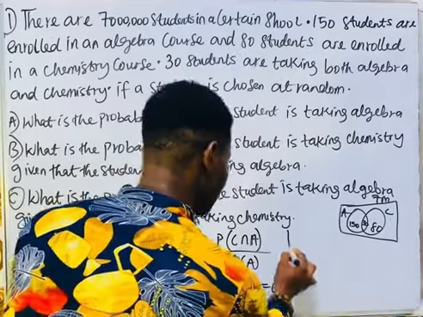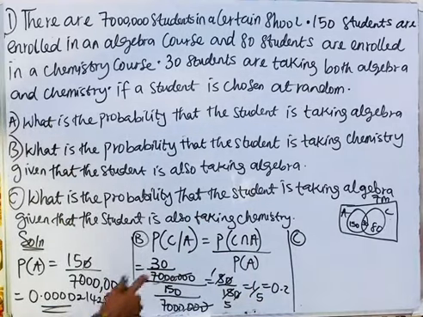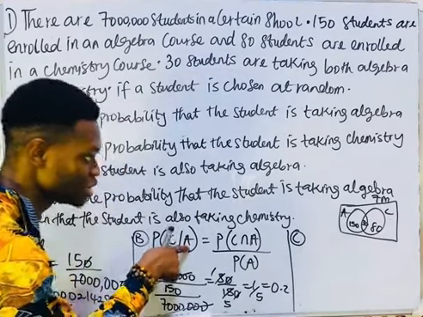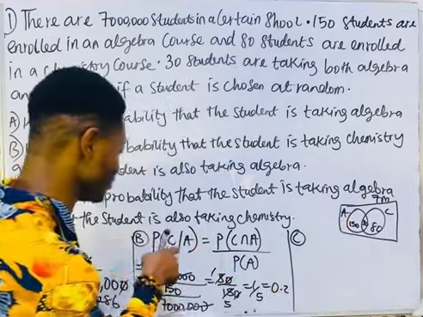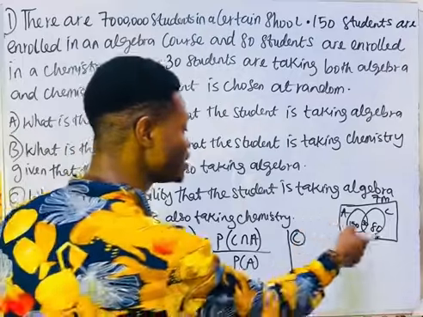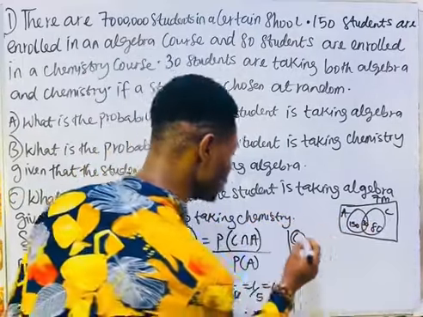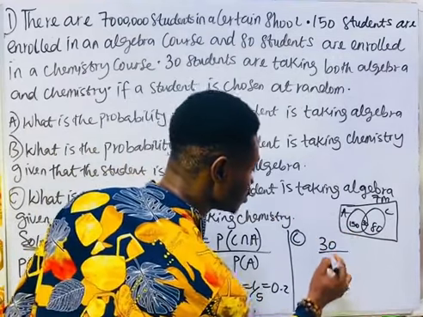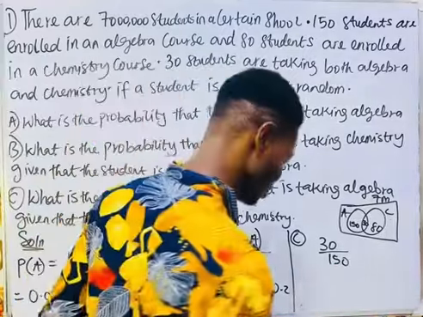So the C aspect is what? Okay, let me show you the shortcut for this. What I will do is ask, how many of C are in A? This is my A. How many of C are in A? There are only 30. So 30 of C are in A, so it will be 30 over the people that are in A. You still get the same answer. So that's the shortcut.